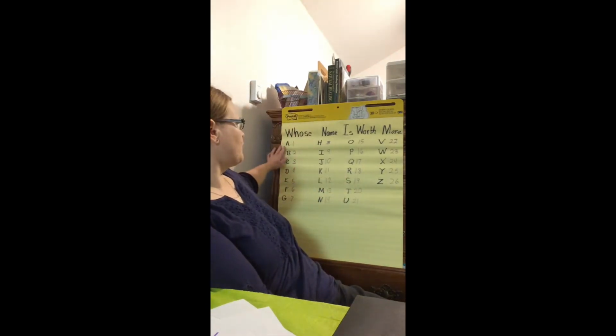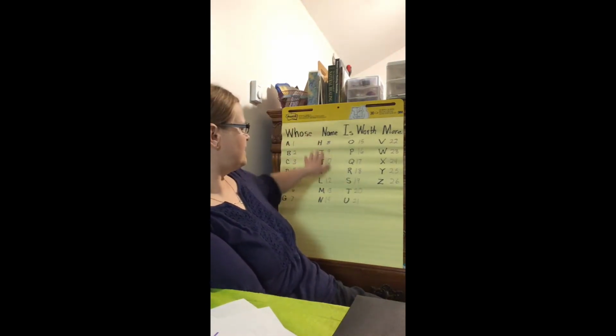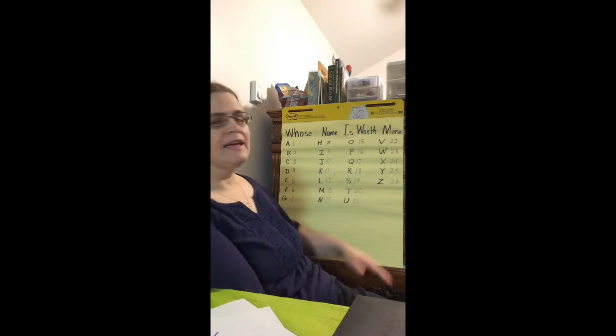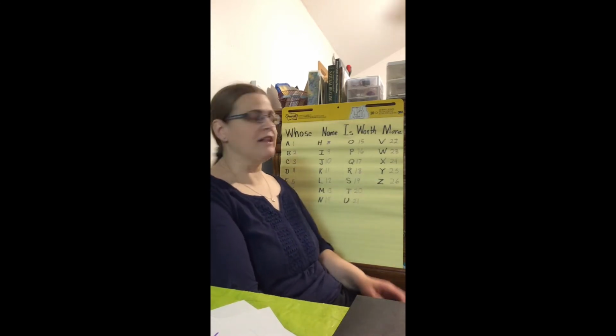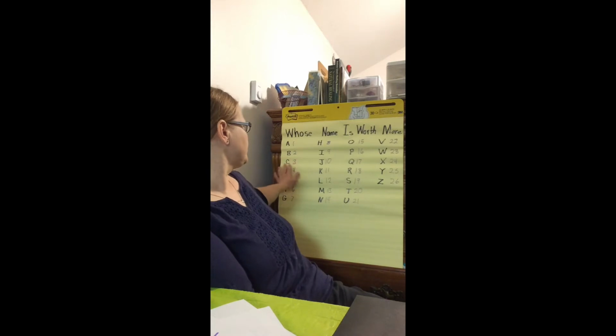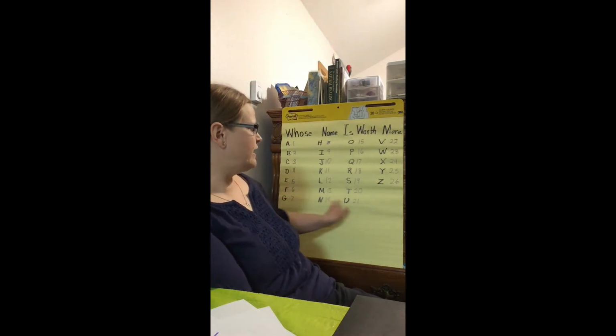Before I started the video, I took a sheet of paper and wrote the alphabet letters A, B, C, all the way through X, Y, Z, and I gave each letter a value. For example, A is 1, B is 2, C is 3, all the way up to Z being a value of 26. The next part of this is to write some names.